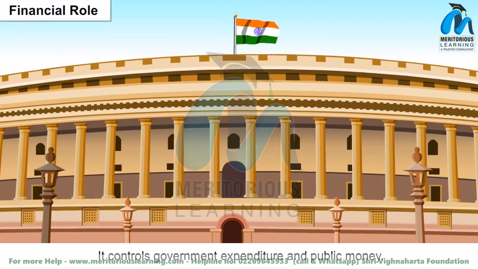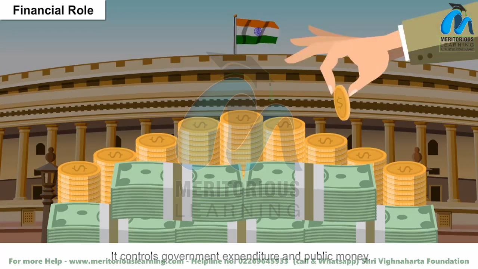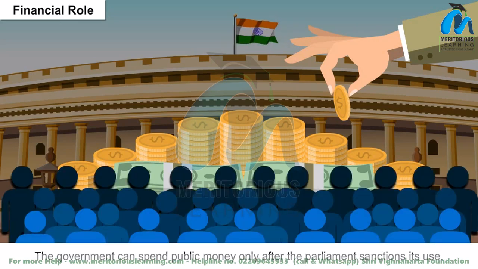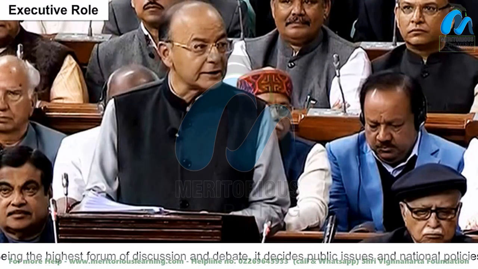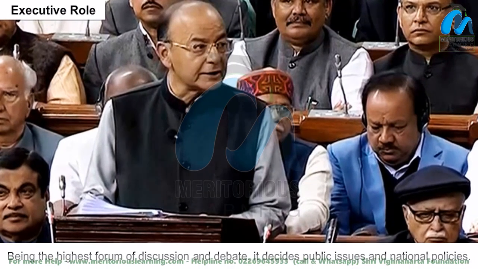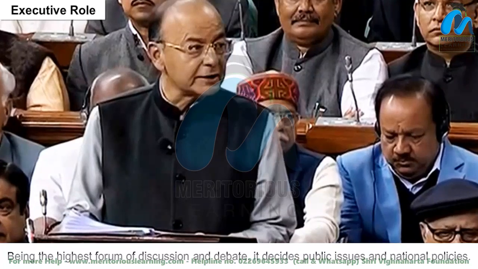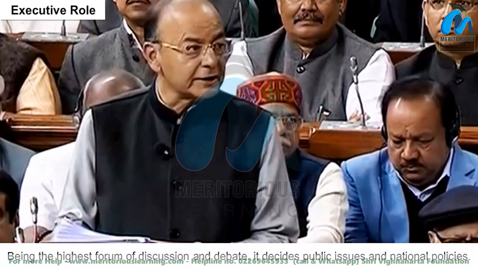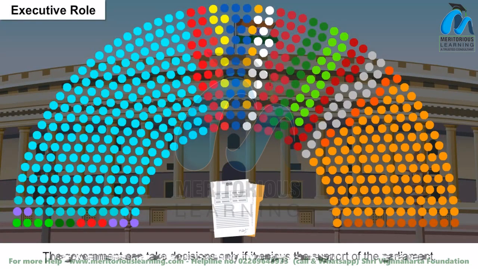C. Financial role. It controls government expenditure and public money. The government can spend public money only after the Parliament sanctions its use. D. Executive role. Being the highest forum of discussion and debate, it decides public issues and national policies. The government can take decisions only if it enjoys the support of the Parliament.